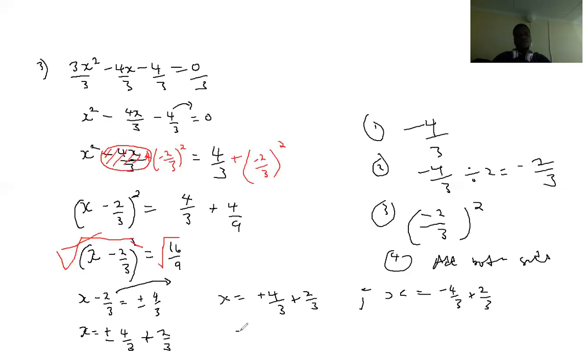Now, when you simplify, 4/3 plus 2/3, what do you get? You get a 2. Other one, negative 4/3 plus 2/3. What do we get? We get a negative 2/3. So these are the solutions that we're talking about. So that's how you solve equations using the completing the square method.